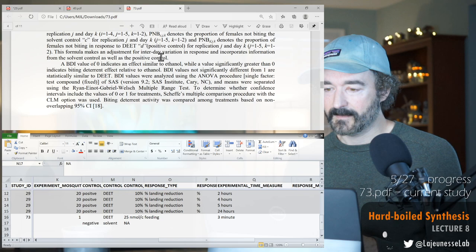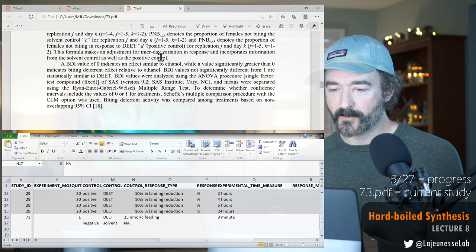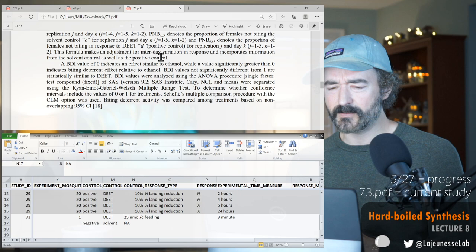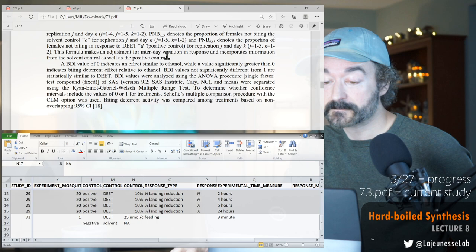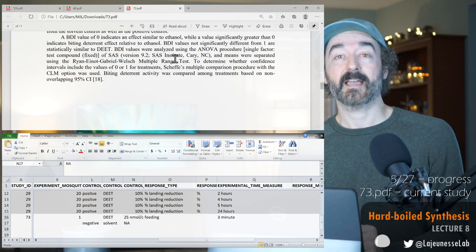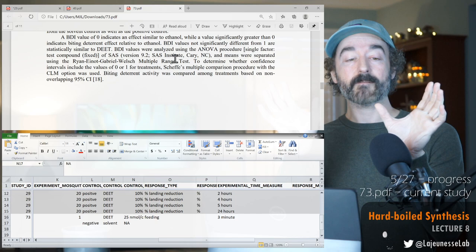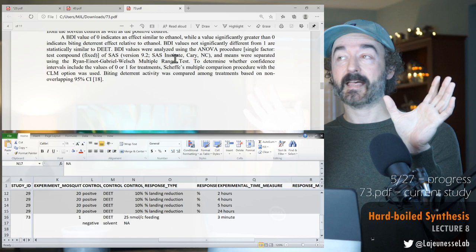To determine whether confidence intervals include the values of 0 and 1, Scheffé's multiple comparison width was used. I don't understand that. Biting deterrent activity was compared amongst treatments based on non-overlapping confidence intervals. This is also no, you can't do that. You can't compare two confidence intervals and make a good assessment on whether or not they differ.